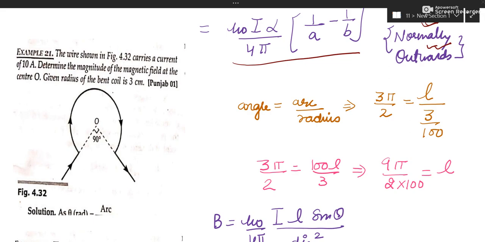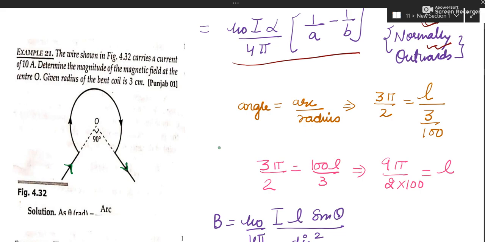So how to find out the magnetic field at O? Due to this portion and due to this portion it will be 0, because the point is lying along those wires. The point is here, and one line is here and one line is here. So the point is lying along the wire, so due to the straight wires it will be 0.